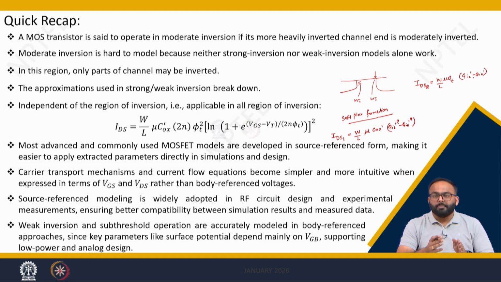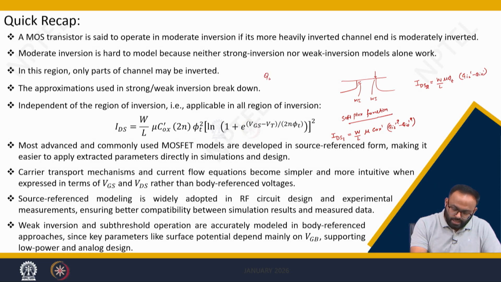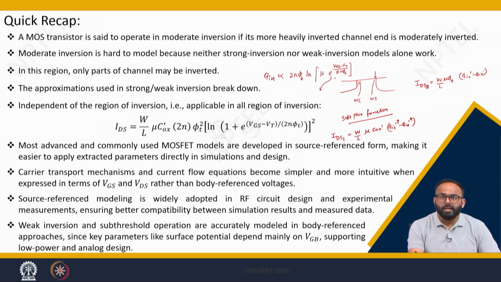To maintain proper continuity between weak, moderate and strong inversion, we define a new charge equation using this softplus function as QIM, which is directly proportional to 2 into n into phi t log of 1 plus e to the power of VGS minus VT divided by 2n phi t. It gives you e to the power of VGS minus VT divided by 2n phi t when this function is small, and when this function is large, it gives you VGS minus VT divided by 2n phi t, where 2n phi t and 2n phi t get cancelled, and ultimately you end up with the same equation we were getting in strong inversion.